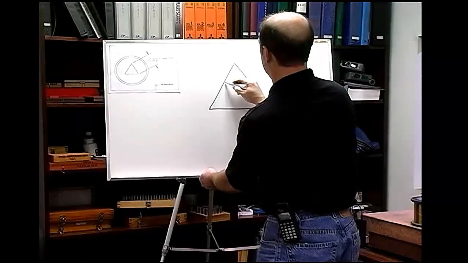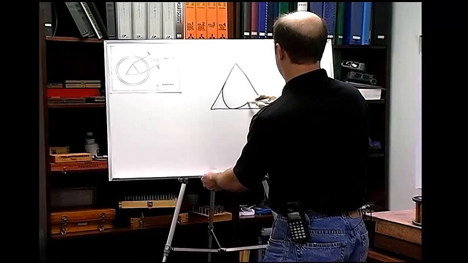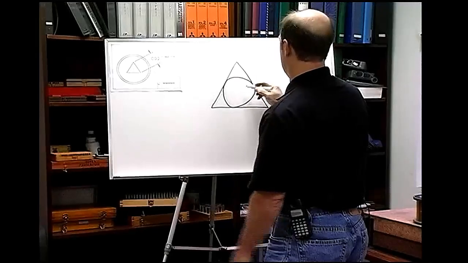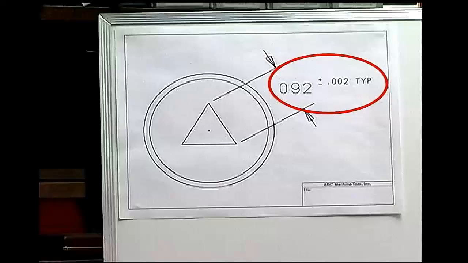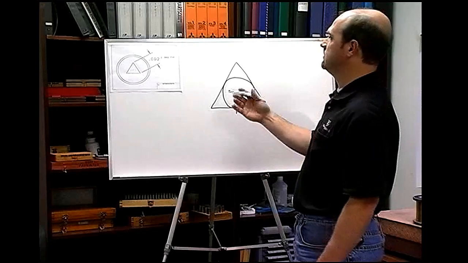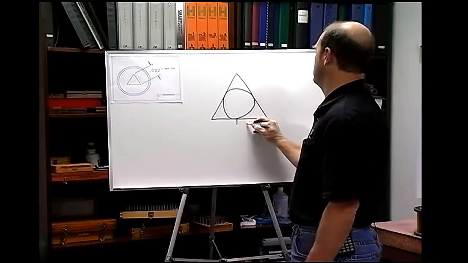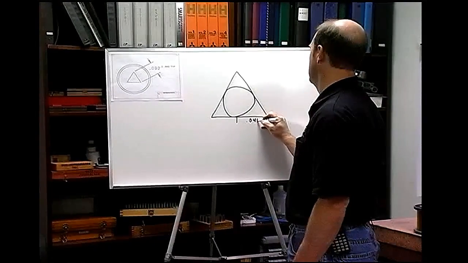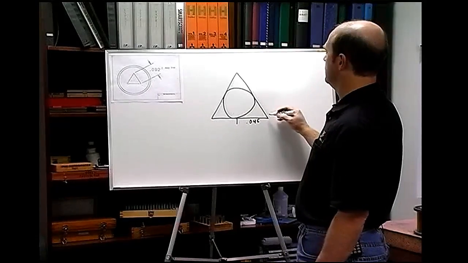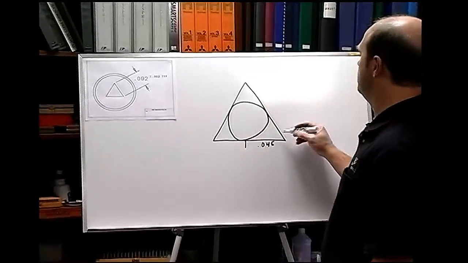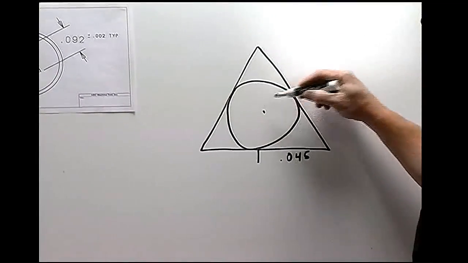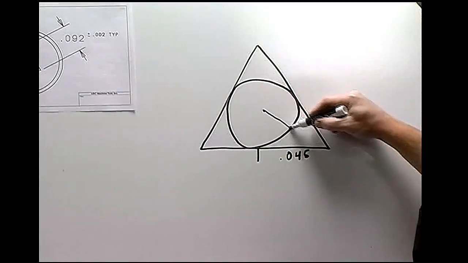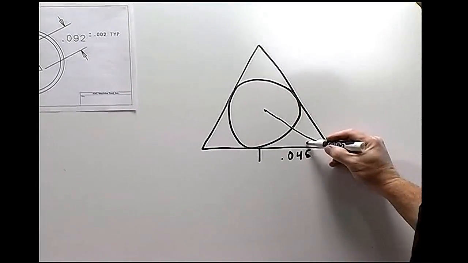And what we're going to figure is what size pin is going to go in here. So we know that half of this side is going to be half of the 092. But we'll start out by going to the low side of the tolerance, which will be 90, so half of that's going to be 0.045. And since this is an equilateral triangle, we know that all angles are 60 degrees. So if we go to the center, we draw this triangle like this. This angle here will be 30 degrees.